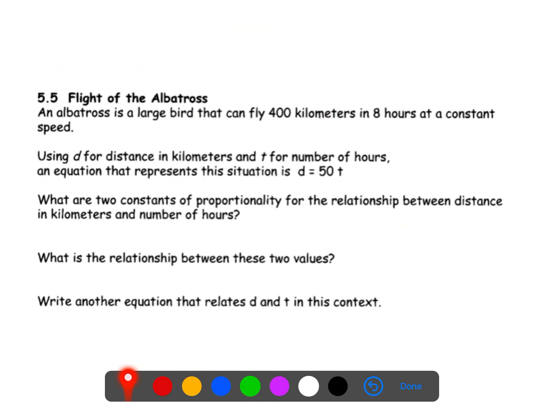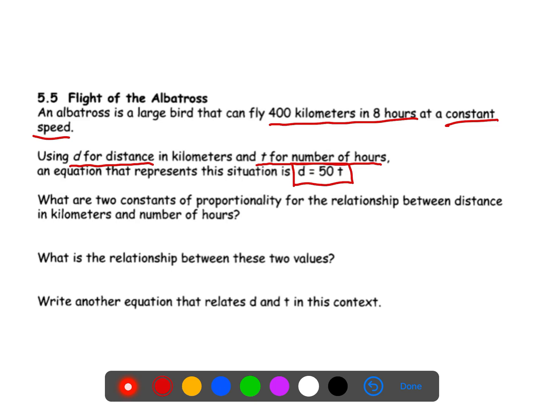Okay, finally, we are going to look at the flight of the albatross. It's a large bird that can fly 400 kilometers in 8 hours at a constant speed. So that speed's not changing, therefore we have a proportional relationship to work with. It tells us to use d for the distance, t for the number of hours. So d for distance in kilometers, t for the hours of time. And an equation that represents the situation is d equals 50t, 50 times t. They're already giving us the equation here.